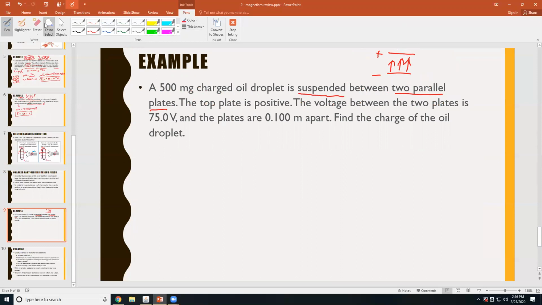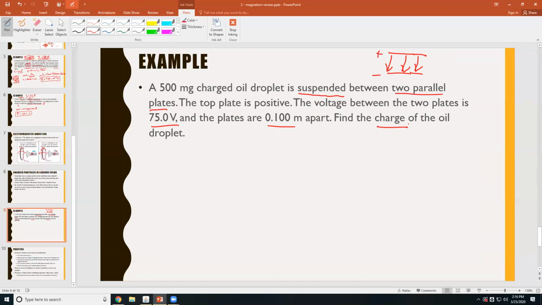That means I guess my arrows really should be pointing the other way in this case, because remember, in an electric field, your arrows are drawn away from the positive towards a negative. So my arrows would actually technically go this way, just for correctness. Anyway, the voltage between the two plates is 75.0 volts, and the plates are 0.100 meters apart. Find the charge of the oil droplet.